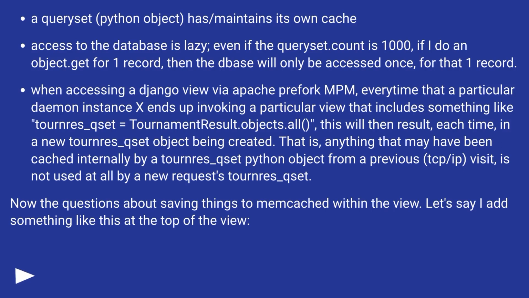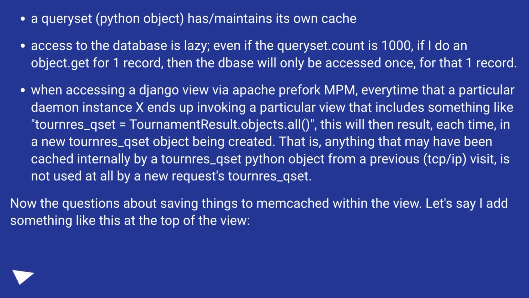When accessing a Django view via Apache prefork MPM, every time a particular daemon instance X ends up invoking a particular view that includes something like tourners_set = tournament_result.objects.all, this will result, each time, in a new tourners_set object being created. That is, anything that may have been cached internally by a tourners_set Python object from a previous TCP/IP visit is not used at all by a new request's tourners_set.